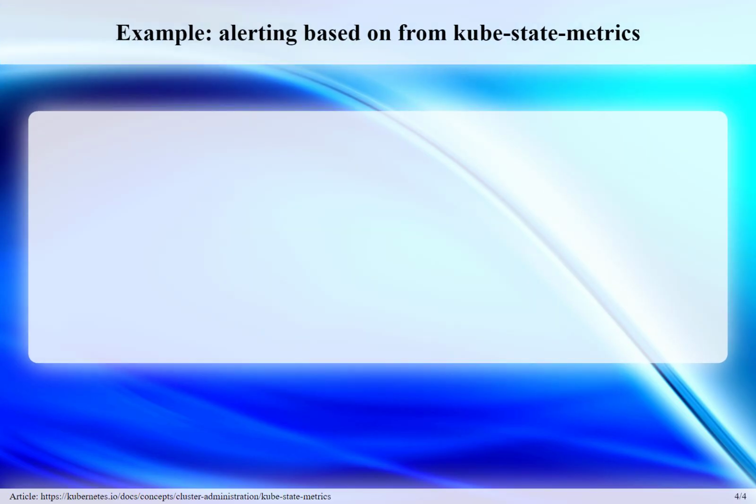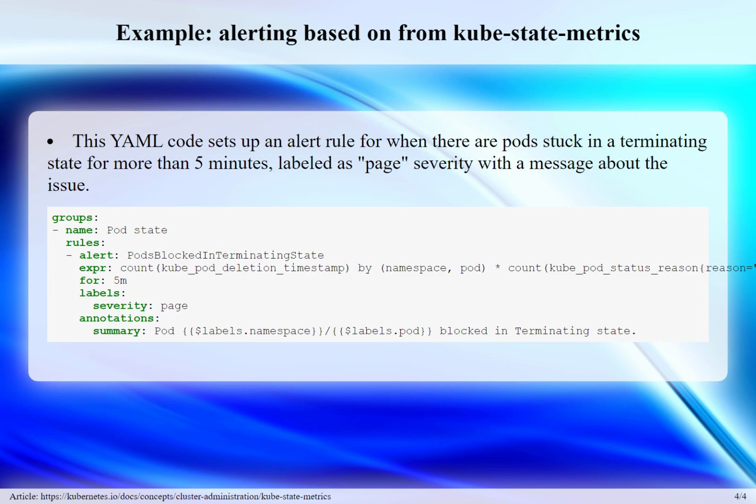Example. Alerting based on metrics from Kube State Metrics. This YAML code defines an alert rule named pods blocked in terminating state, which triggers when the count of pods with deletion timestamps and status reasons of node lost is greater than 0 over a 5-minute period. The severity label for this alert is set to page, and the annotation provides a summary message indicating that pods are blocked in a terminating state.